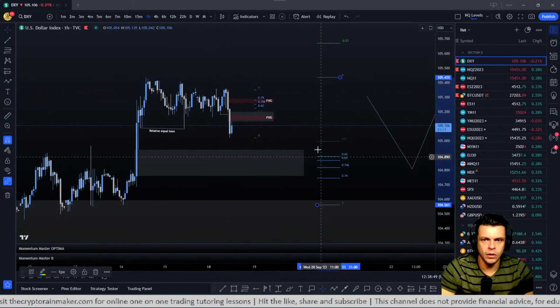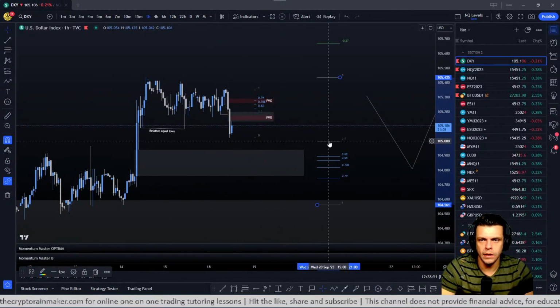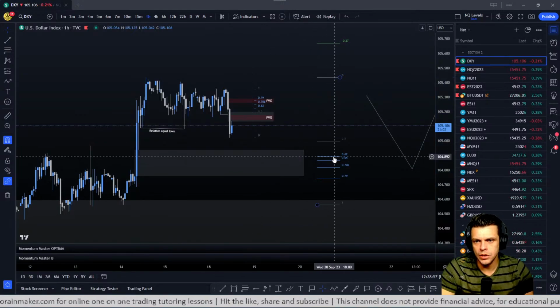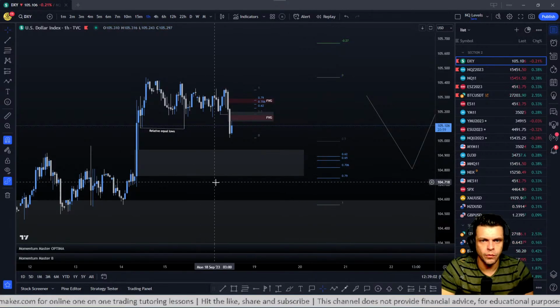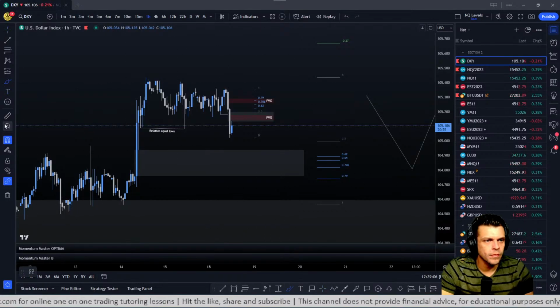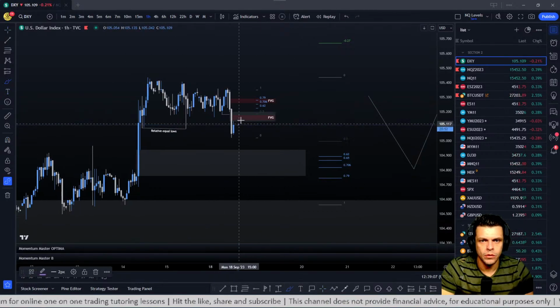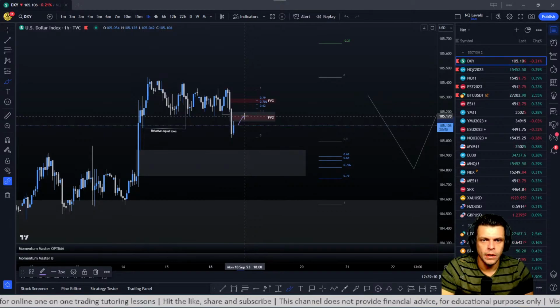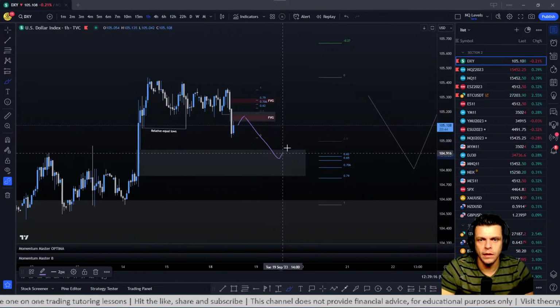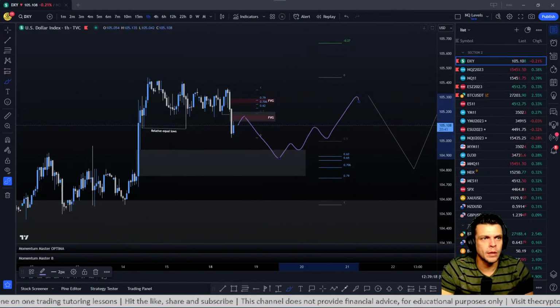Okay, so we are not in the discount area yet. The equilibrium is right here almost exactly at 105. This Fibonacci 618 is here at 104.894. You could see that move into that red fair value gap on the 15 minute and then move down potentially to the 618 and then get the bounce to the upside.